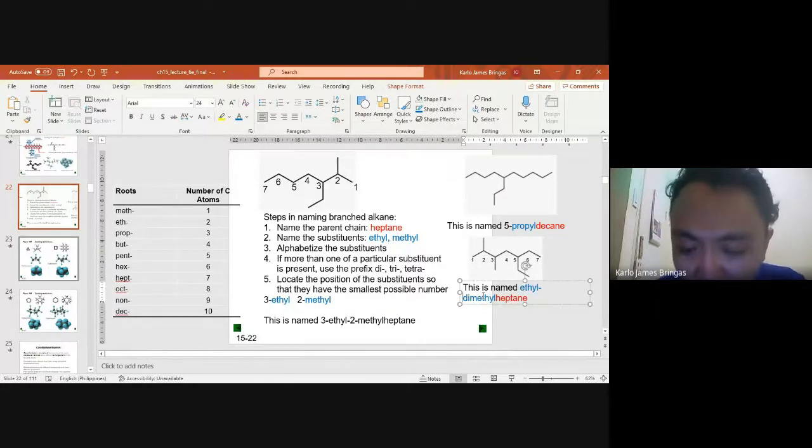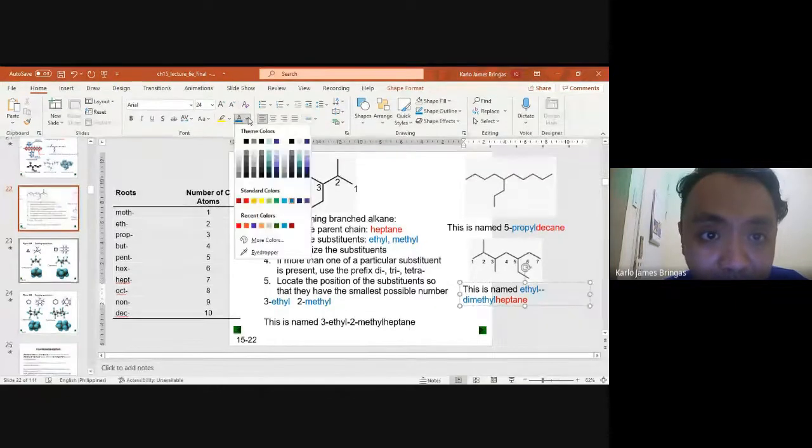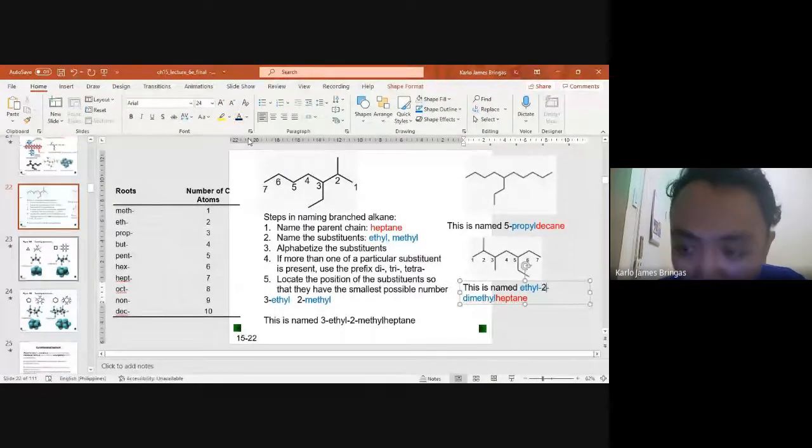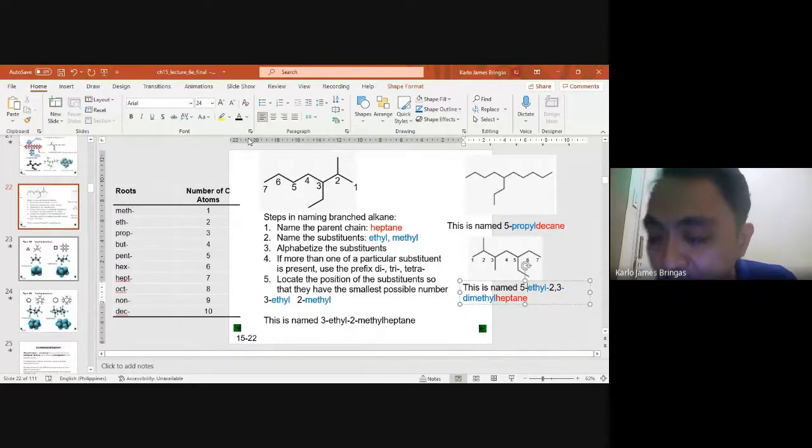So what I do is, the numbers here should be the following. So ang methyl natin makikita sa number 2 and sa number 3. And si ethyl, we can find it in number 5. So I now have to type in 5-ethyl. So this is now the name of this particular alkane. 5-ethyl, 2,3-dimethyl heptane.